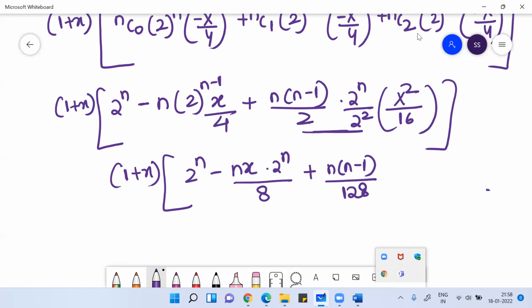Fine. So you can see this is 2^3 into 2^7. Then you have 2^n x squared. Let me write x like this, x squared.